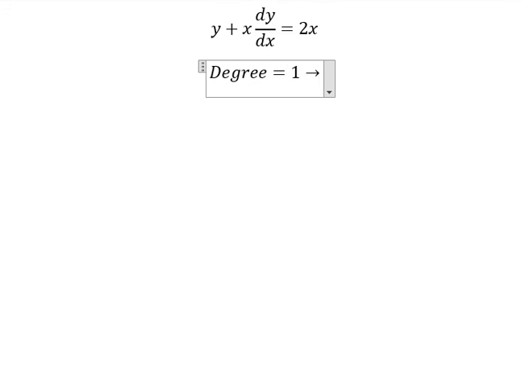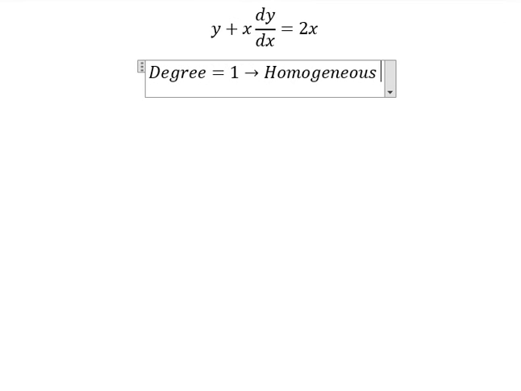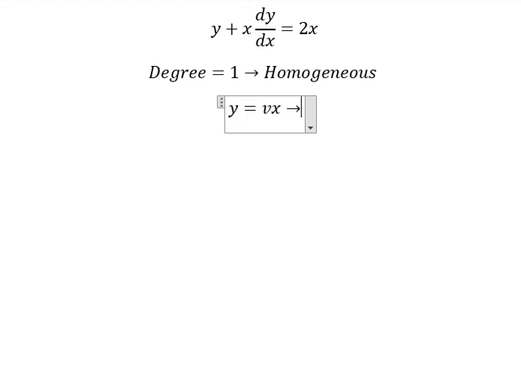We have y' equals 2x. They are degrees number 1. So this is about homogeneous. Now I will put y equals vx.